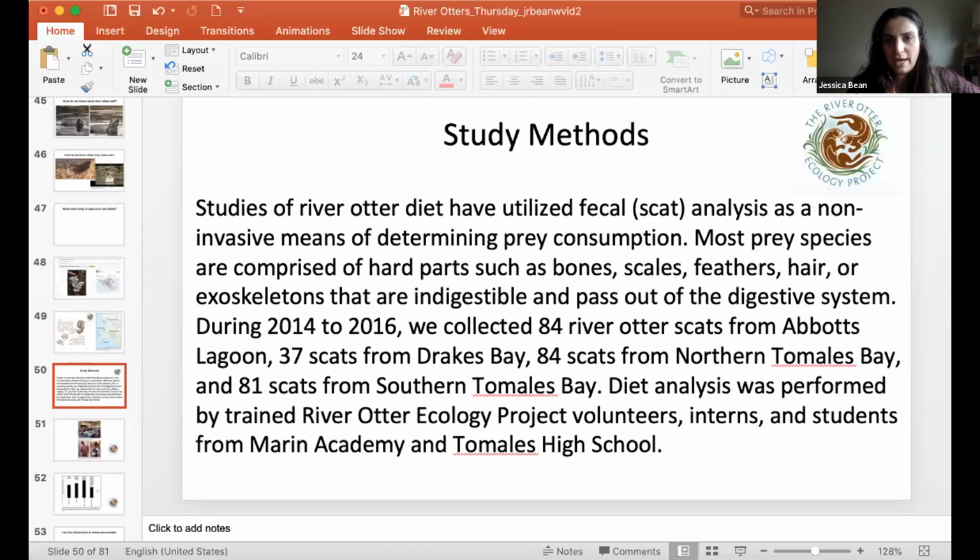And most of the prey species that we know they eat have hard parts that are present in the scat. So things like bones and scales from fish, and feathers and hair. And so you can be looking at that in the scat, right? Some data I'm going to show you in a second are from 2014 to 2016, where they collected 84 river otter scats from those different sites on the map. And the diet analysis was actually performed by volunteers and interns and even students from local high schools, to analyze how much of the different things were present in that scat. Are there any questions so far about what they did?